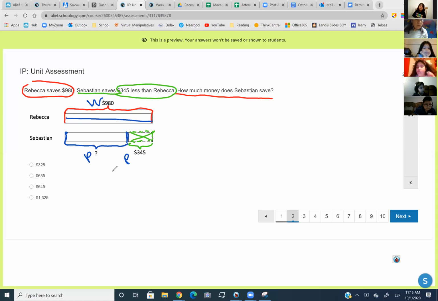So if I'm looking for the part, remember we do subtraction. So I'm going to subtract 980 minus the part, 345. So when I subtract, I have 0.